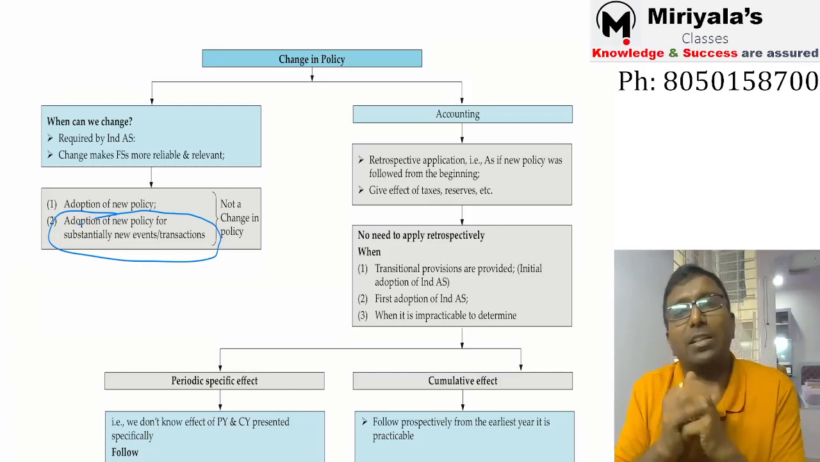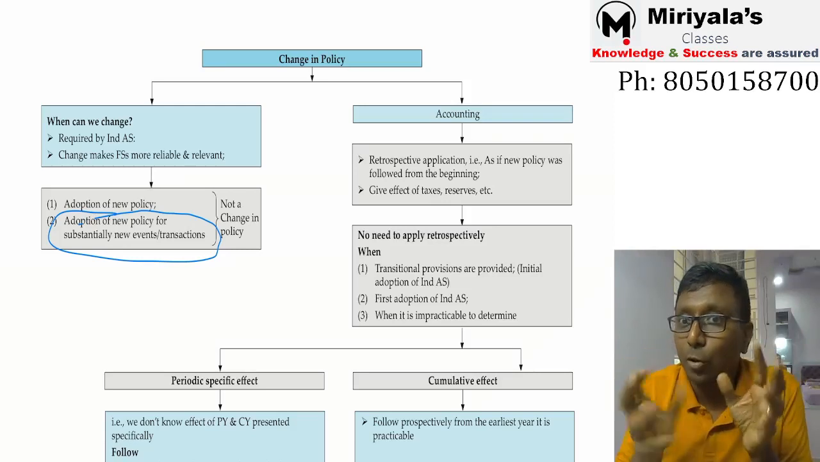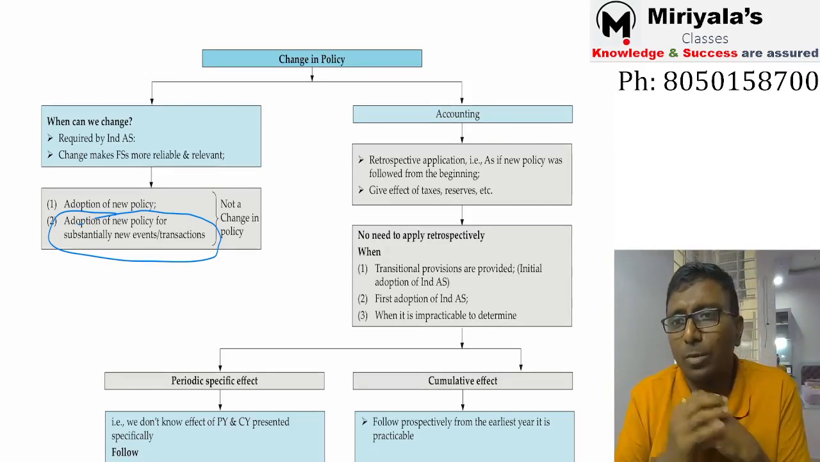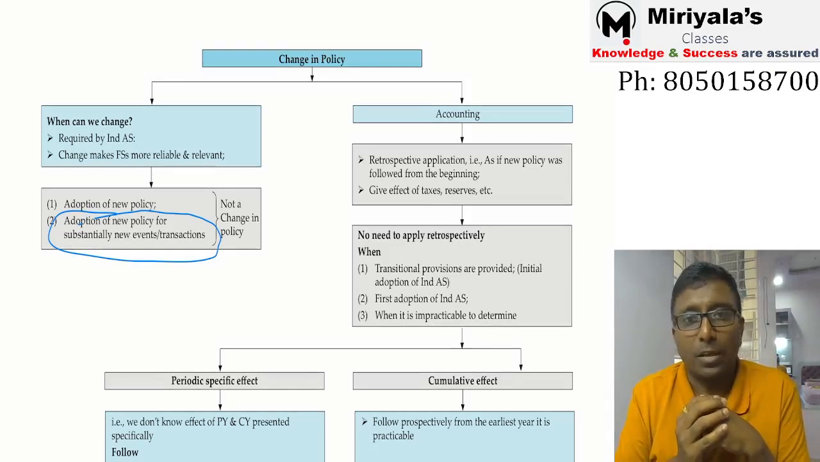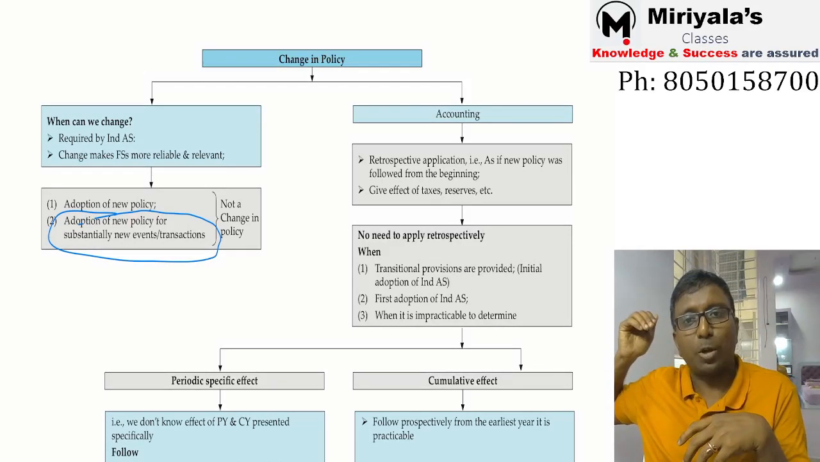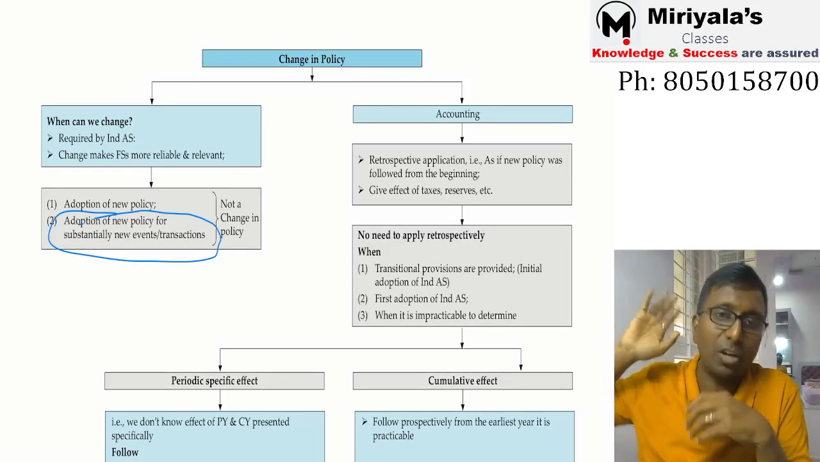If nothing is given in Ind AS, you don't have any option. You are supposed to go by the retrospective application. Sir, what do you mean by retrospective application? Correct. Now, what do you mean by retrospective application? It means as if you had followed the same policy from the beginning, I mean, long ago.